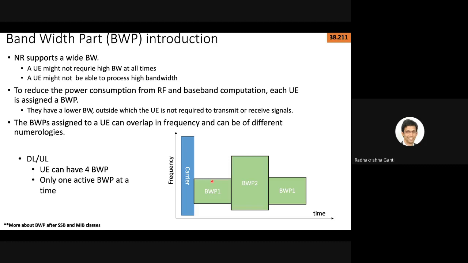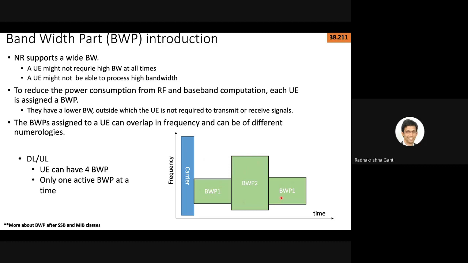In DL or UL, a UE can have 4 bandwidth parts. Yes, a bandwidth part is some part of the bandwidth that is allotted to the UE in which it can transmit or receive. Does it mean 4 different bands which can be carrier aggregated? No, sir. Essentially, at this particular time instant, I will serve you in bandwidth part 1. After some time, you can be served in bandwidth part 2. At a single time, only 1 bandwidth part is active.